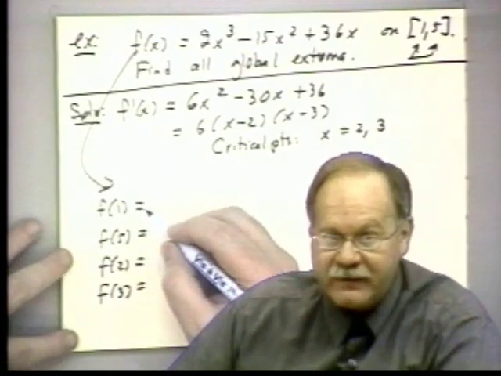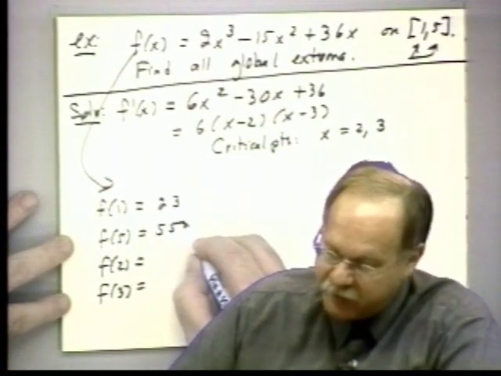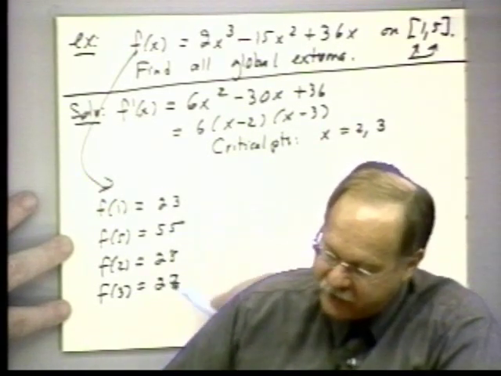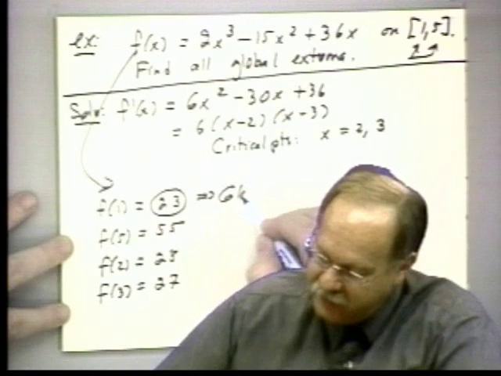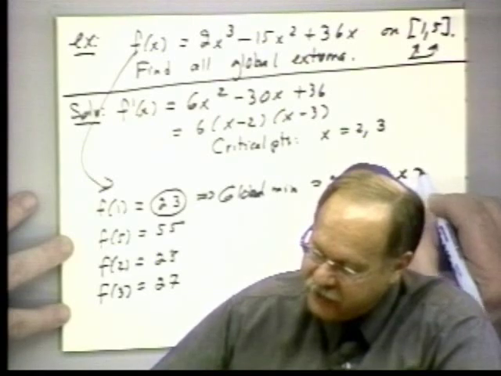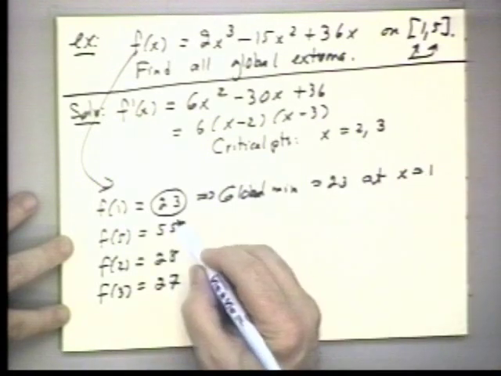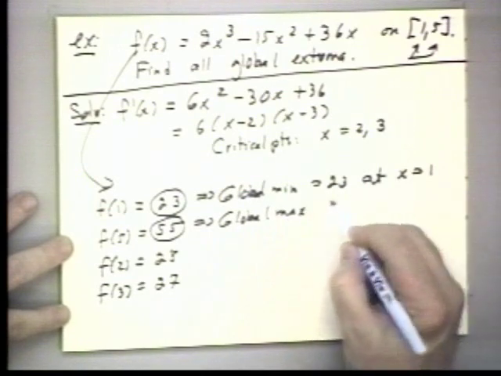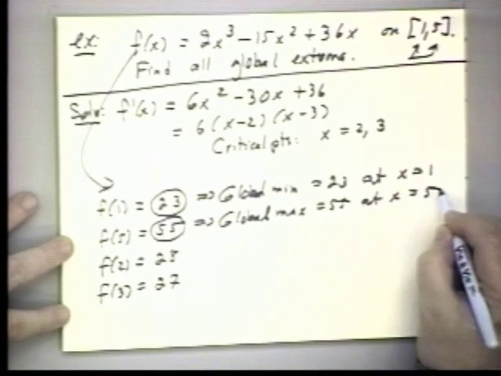Now, if you'll allow me to leave the arithmetic to you, f of 1 turns out to be 23, f of 5 turns out to be 55, f of 2 is 28, and f of 3 is 27. So I can see by looking at these four numbers that the first one's the smallest, which means the global min is equal to 23 at x equals 1. 55 is the largest number, so that is the global maximum value. And the global max will be 55, and that will occur at x equals 5.